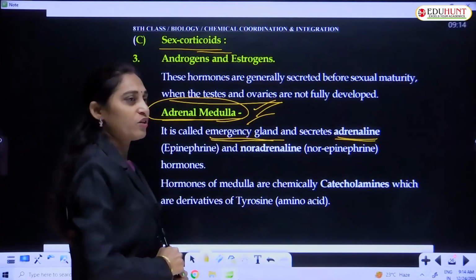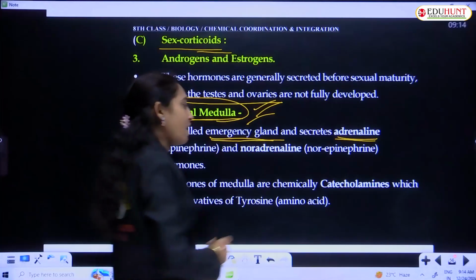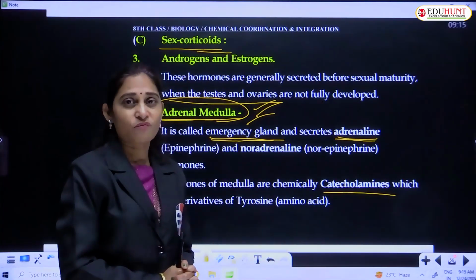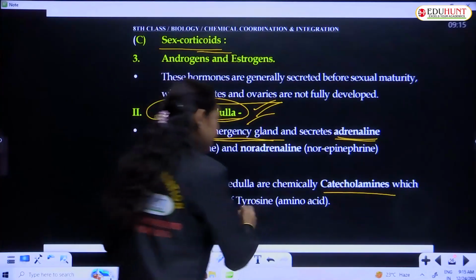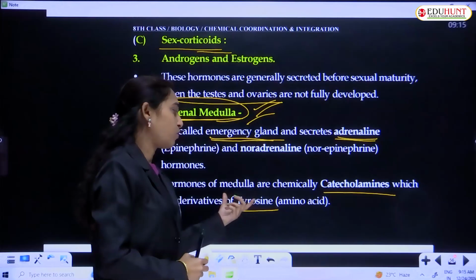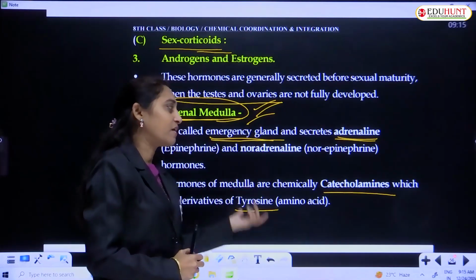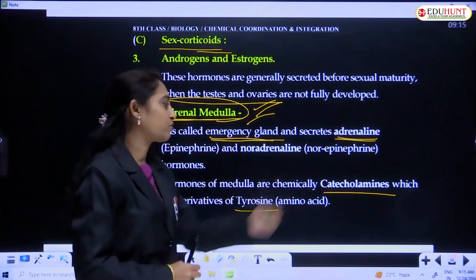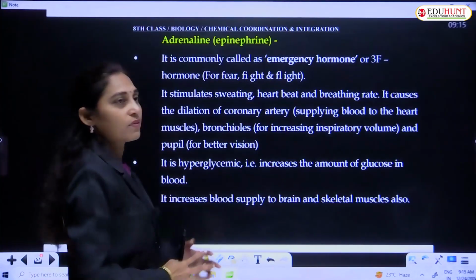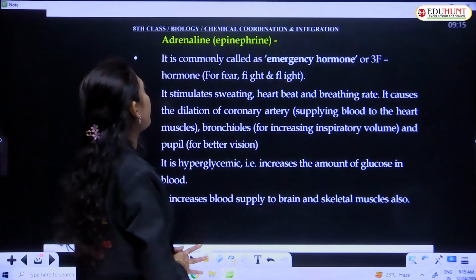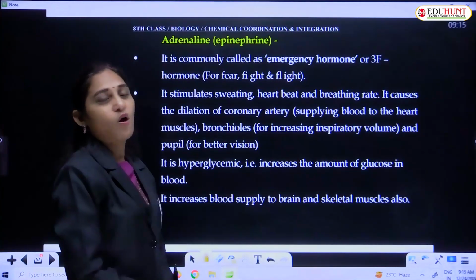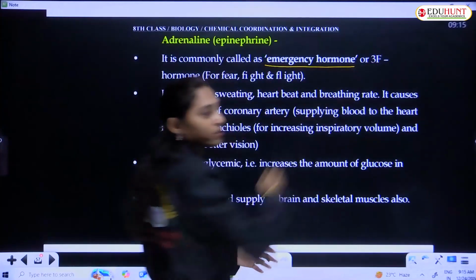And the hormones of the medulla are chemically catecholamines, which are derivatives of the amino acid tyrosine. They are produced from the amino acid tyrosine. So catecholamines are the constituents of these hormones. Adrenaline, also known as epinephrine, is commonly called the emergency hormone or the triple F hormone.